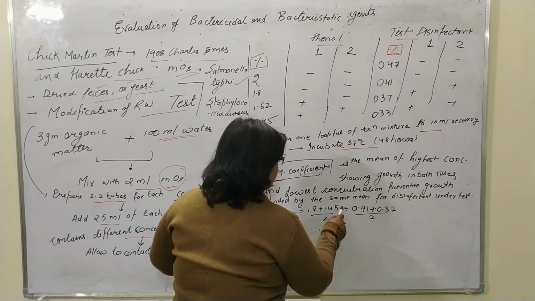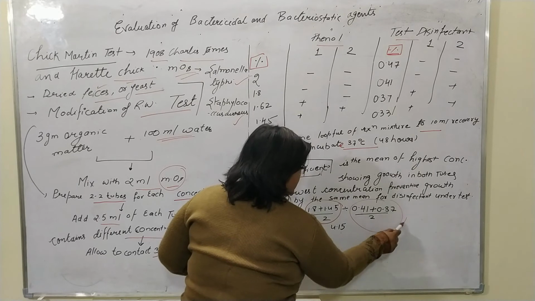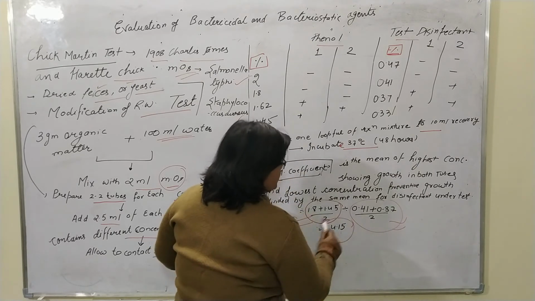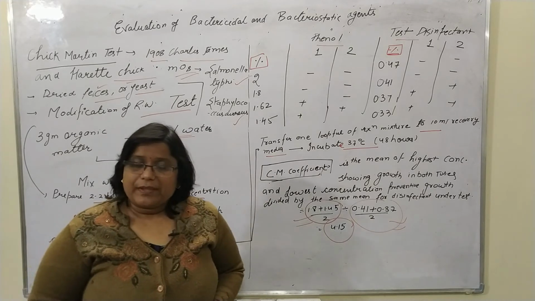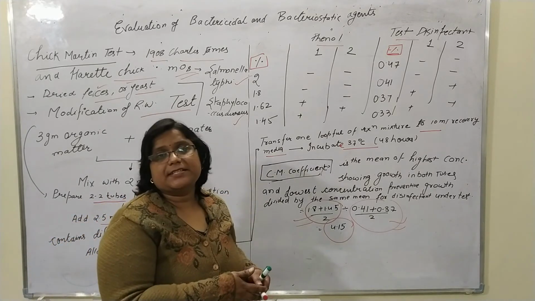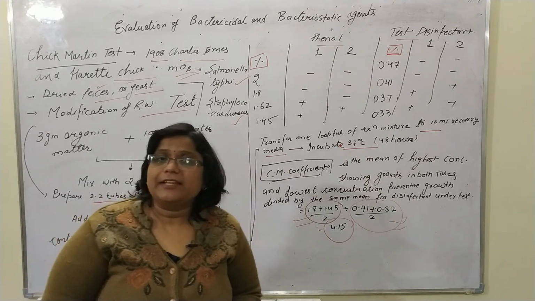Here 1.8, 1.45, we will take the mean, and again we will take the mean and divide it, and the coefficient is 4.15. It means that the given test disinfectant is 4 times more effective than the phenol.